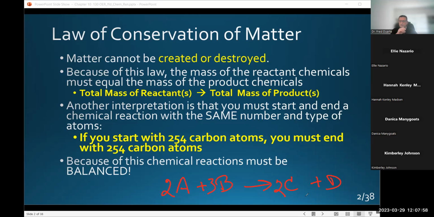That number in front is the coefficient, and we can change this number to any number that we need, such that we add enough of those coefficients so that the quantities of atoms are equal on both the reactant side and the product side. And hence we use the term balance. Those coefficients are going to be an important part of our future calculations.